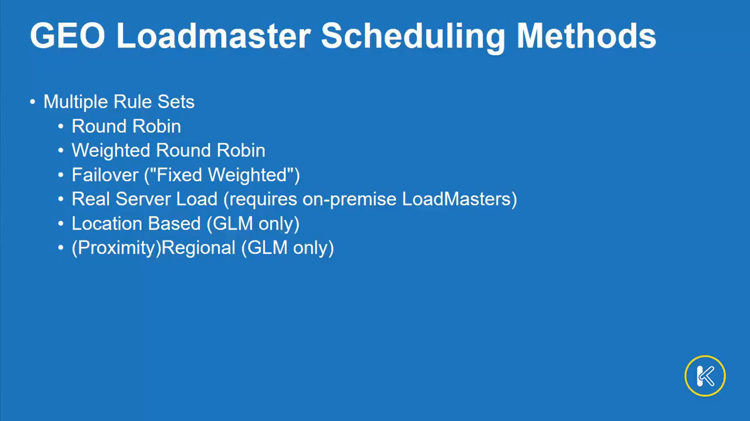Various options for scheduling are available on the LoadMaster using GEO, all similar to the standard LoadMaster features except for location and proximity options. The options are round robin, weighted round robin, fixed weighting, real server load, and location and proximity based.